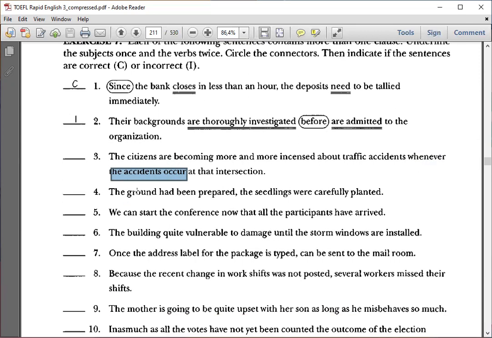Number 4. The ground had been prepared. Udah ada koma, berarti kita berharap ada konektor di sini. Tapi kita tidak menemukan konektor. Jadi so the right one for this exercise for number 4 here, it is incorrect, missing connectors. Yeah. What about subject verb? There is subject verb. The ground had, there is subject verb. But the question, where is the correct?